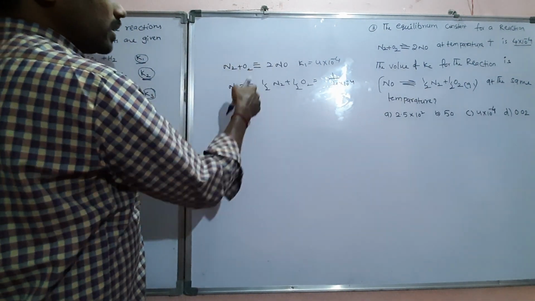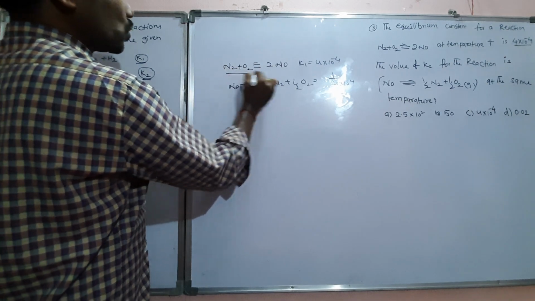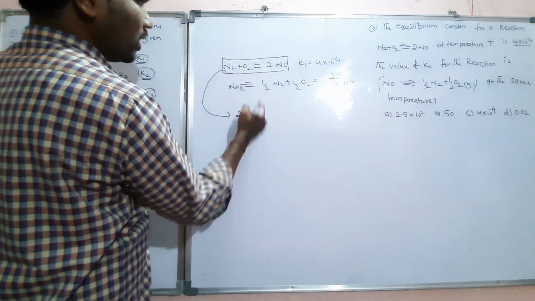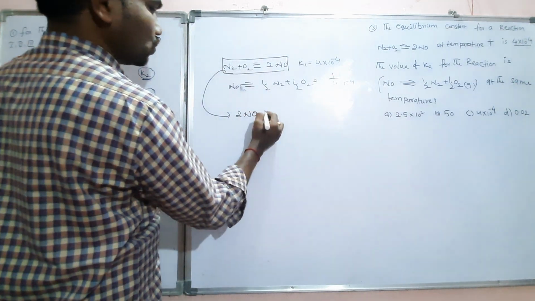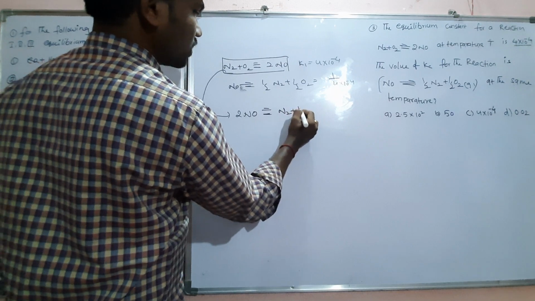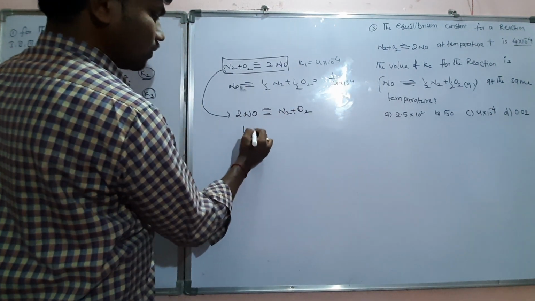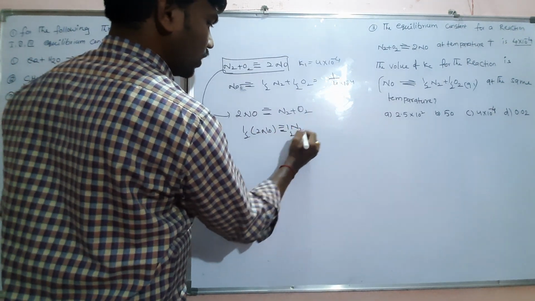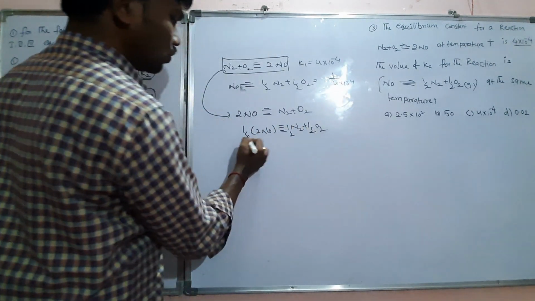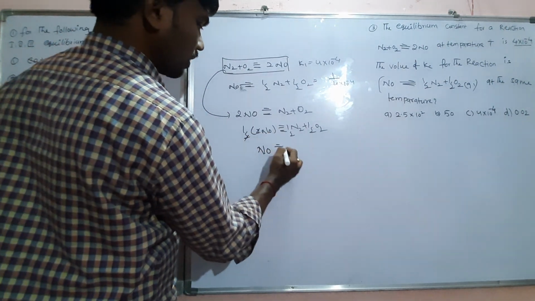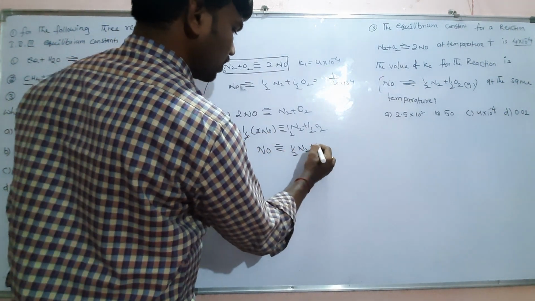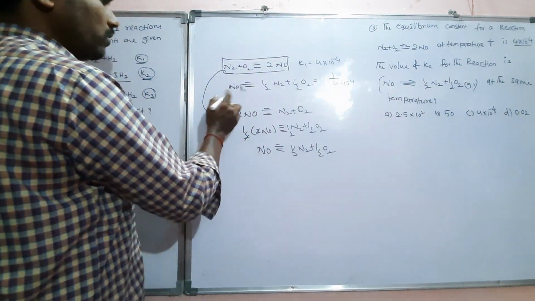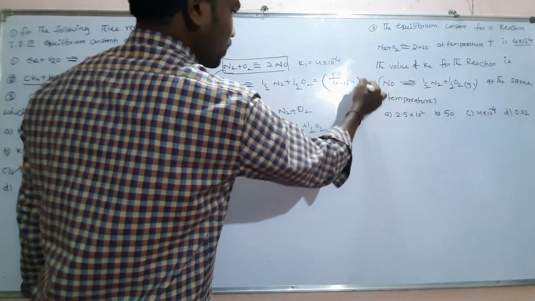But how can you get this equation? If you take the reverse of the given equation, that is 2NO gives rise to N2 plus O2. When you divide by 2, that is 1 by 2 into 2NO gives half N2 plus half O2, so the 2 gets cancelled. So NO gives rise to half N2 plus half O2. That means they multiplied this equation by 1 by 2.